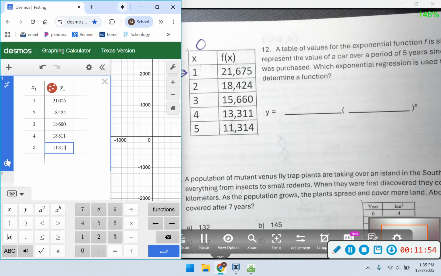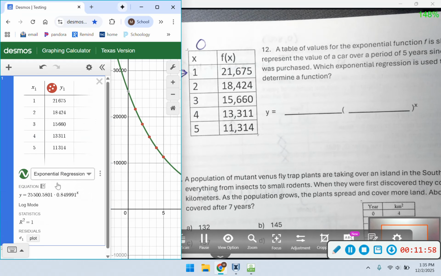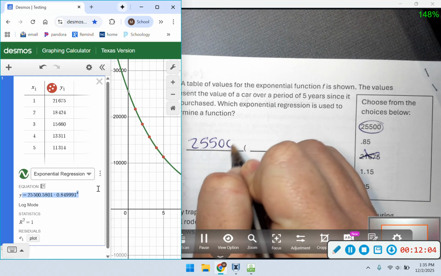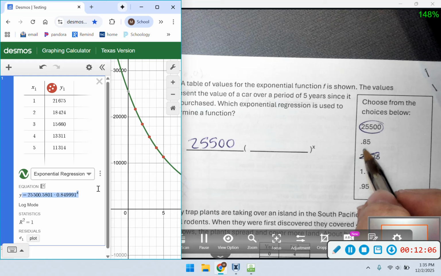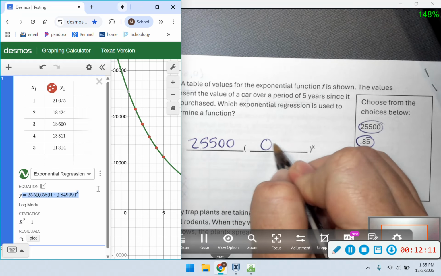Okay, we're going to zoom in, and we're going to click our fancy button. We're going to change it to exponential, and then we will have to round. So again, this is the closest to my starting point. But my other number is 0.84, which the closest would be this, because it's rounded.